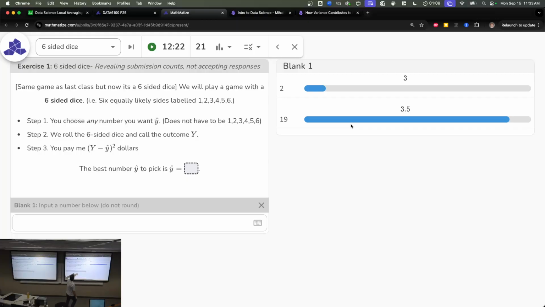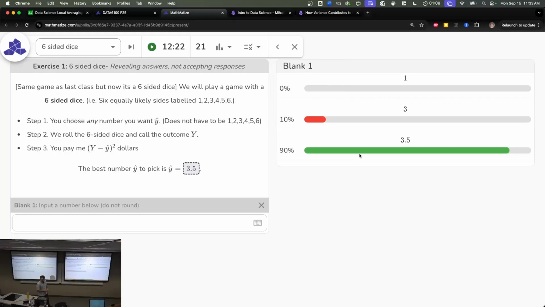So that means the people who picked 3 only owe $4. They were off by 2. But the people who picked 3.5 owe $2.50 squared. What is that? $5.25. So does that mean 3 is the right answer because they paid less money than the 3.5? No. The right answer, as most people got, is indeed 3.5.